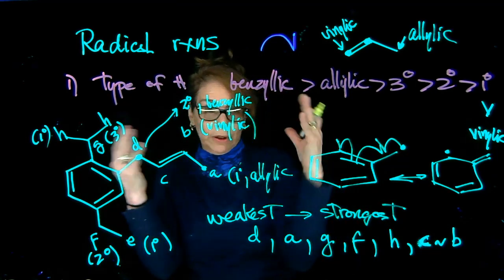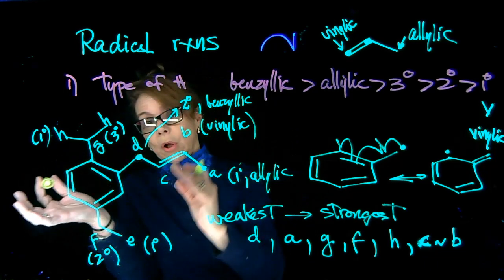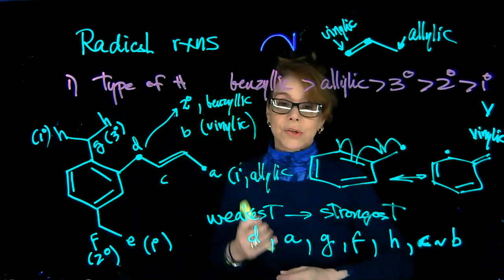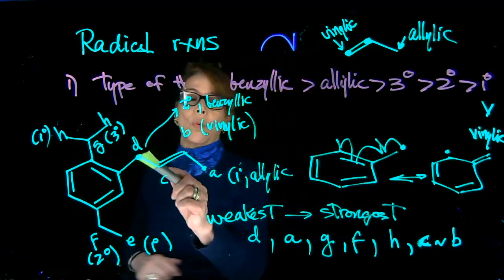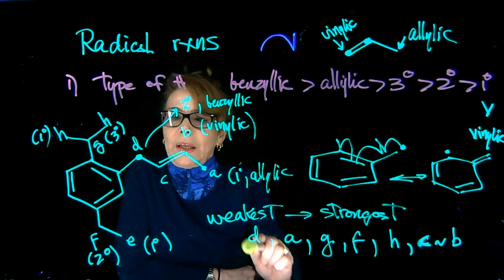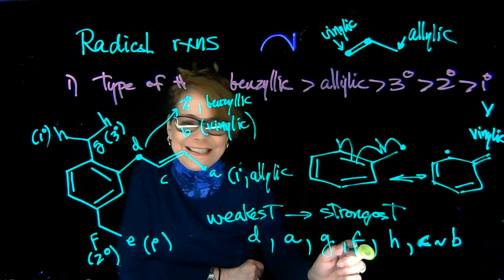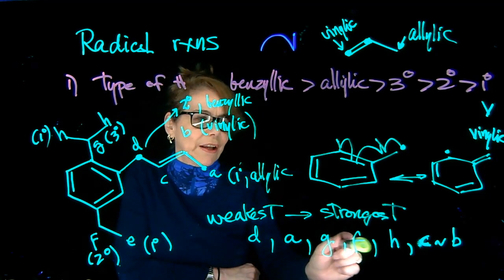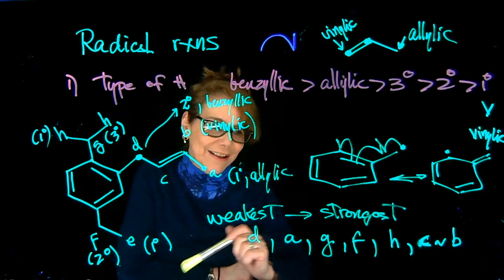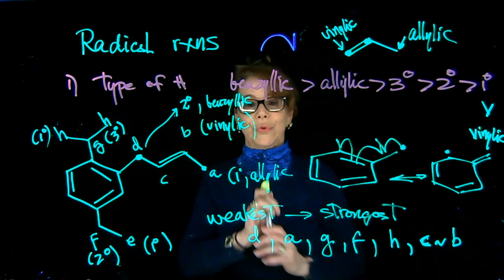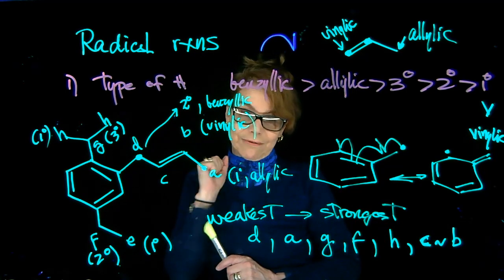So recap, we labeled some positions here, and we were trying to see which hydrogens in this molecule are easier to break homolytically, so to form radicals. The easiest one was the benzylic position, D, then the allylic position, A, then we have a tertiary position at G, then F is secondary, H is primary, and is a little better than vinylic. So this is the ranking, and this is how we use it. We will apply this to predict products when we are doing radical reactions.